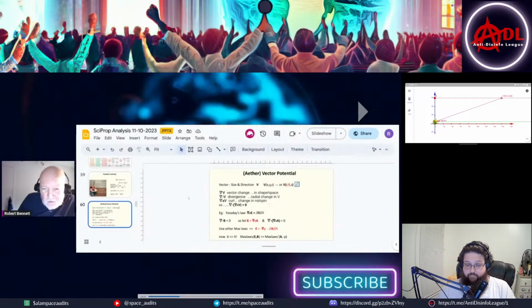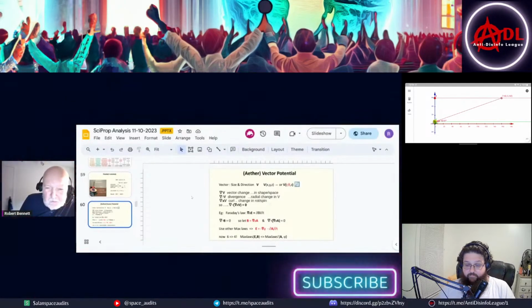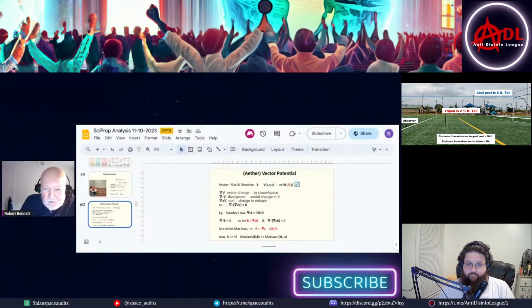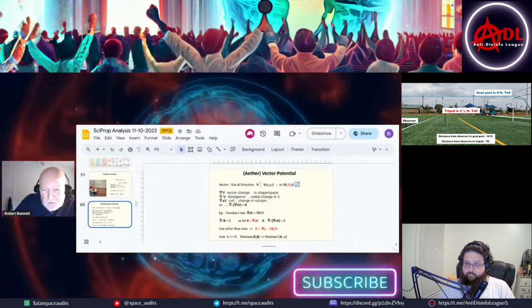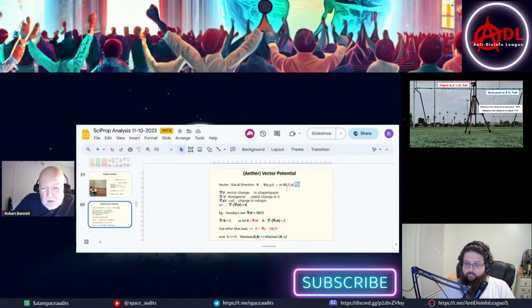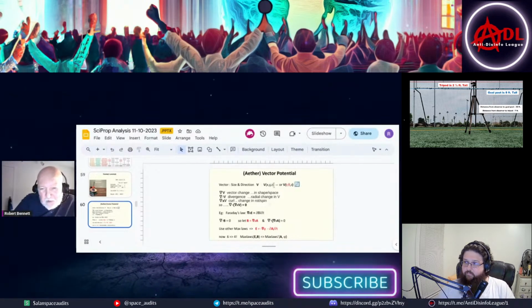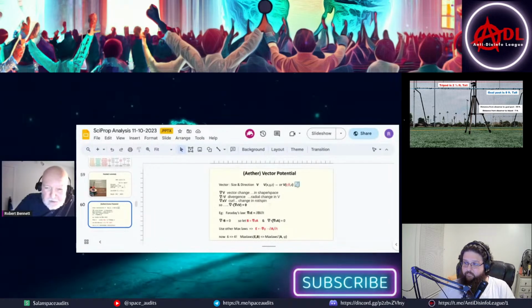That was just discovered recently, called the vector potential. I identify it with the ether, which is why I call it the ether vector potential. A quick review of what vectors are. A vector is something with size and direction. We indicate it with a bold letter. The vector could be representing a line in space, or it could be representing something rotating.